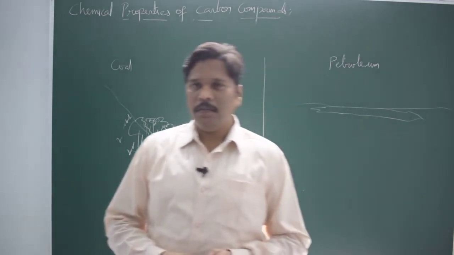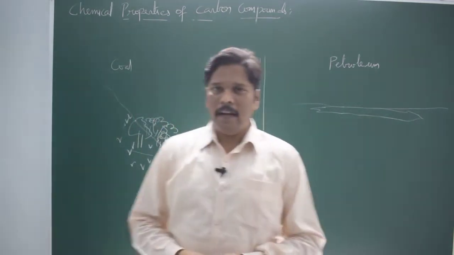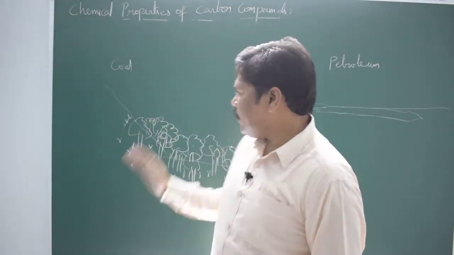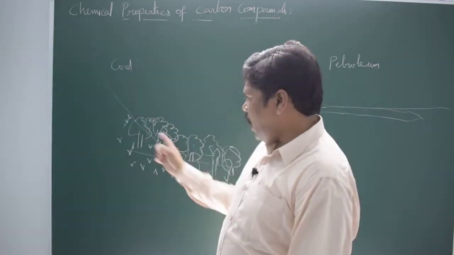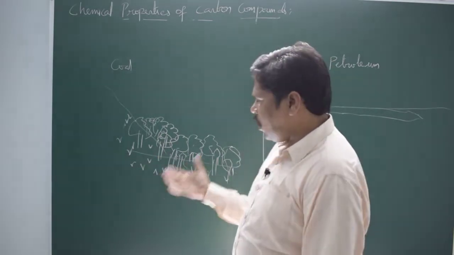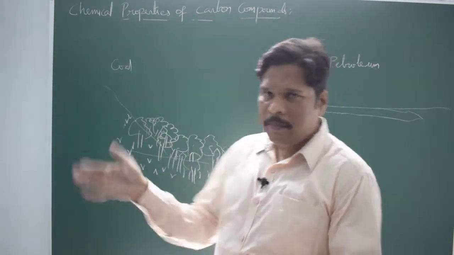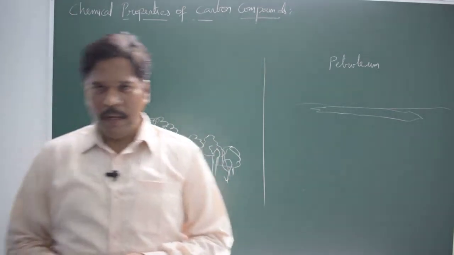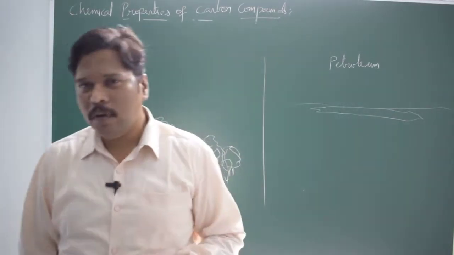Millions of years ago, one story happened on the land and another one on the seas and oceans. On the land, we will see the coal story. A large amount of trees or plantation got suddenly buried under the soil. So what may be the reasons? We will take three or four reasons.